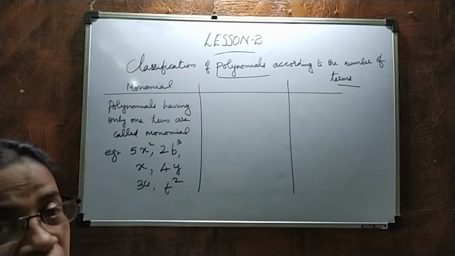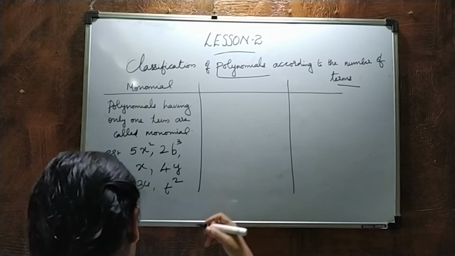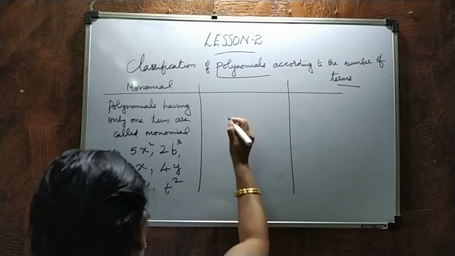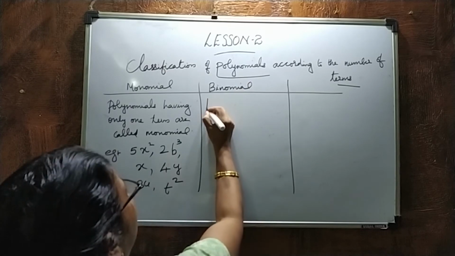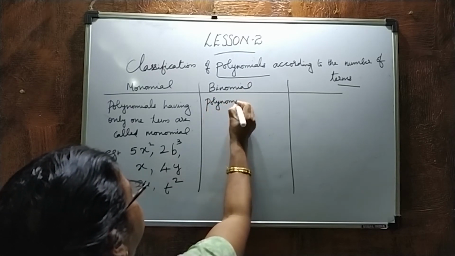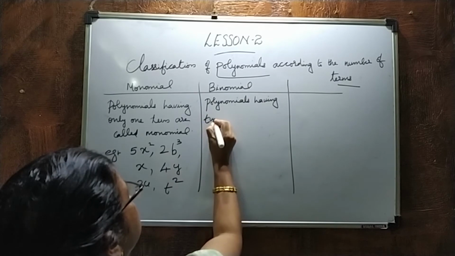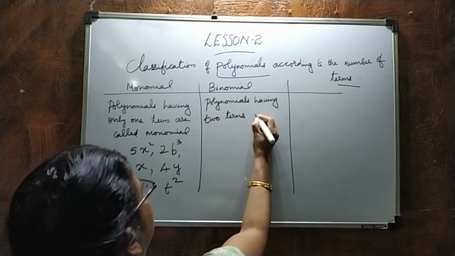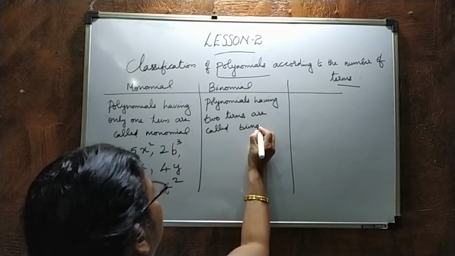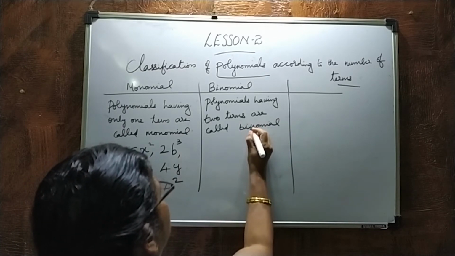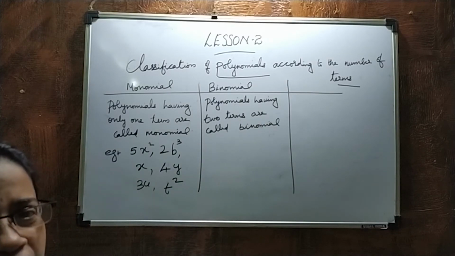Now next one, binomial. Bi means 2. So binomial means polynomials having two terms are called binomial. That means one term plus one term, or one term minus one term.